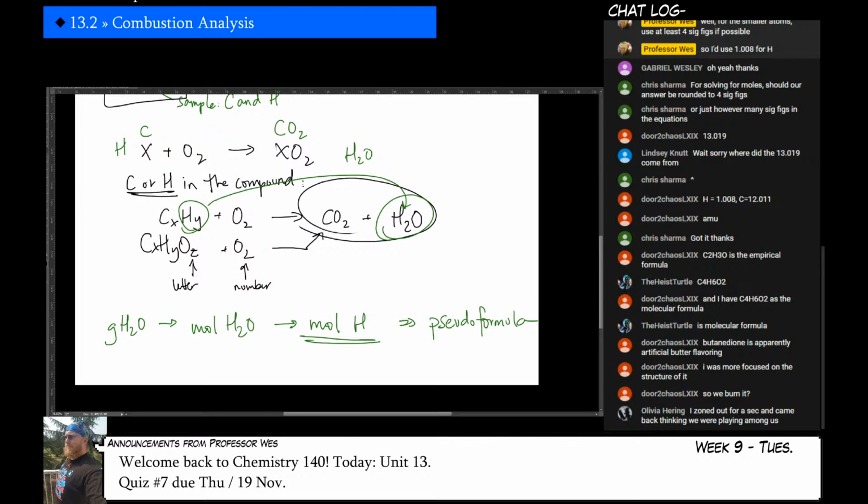Same thing with the carbon. The carbon completely ends up in CO2. So if I know the mass of carbon dioxide, I could figure out the number of moles of carbon dioxide. And that'll tell me the number of moles of carbon. And then I can do the process we did before.